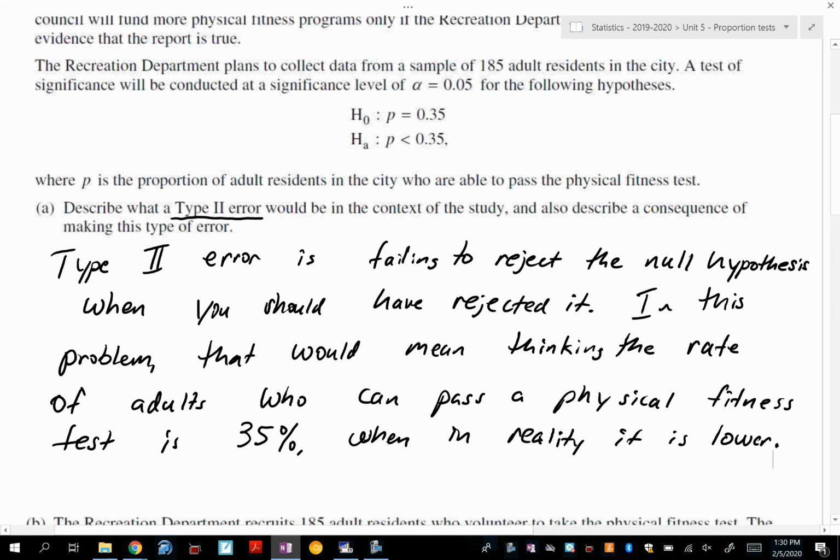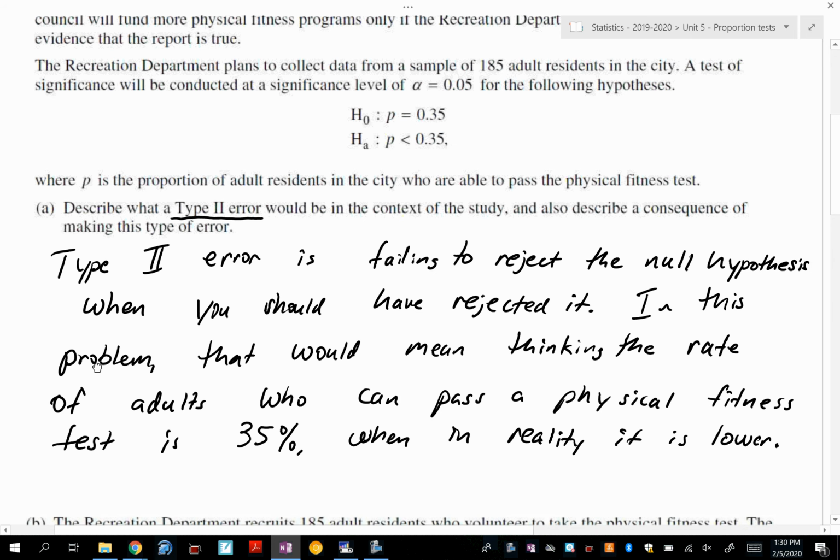So now I'm going to open up to you guys. If we decide that it's going to be 35%, but we're wrong, and it should have been lower, what are the consequences or implications of this? Ureth? They're not going to be able to create a fitness program? Exactly, right? The city council said, if you can prove that it's below 35%, we'll fund more programs.